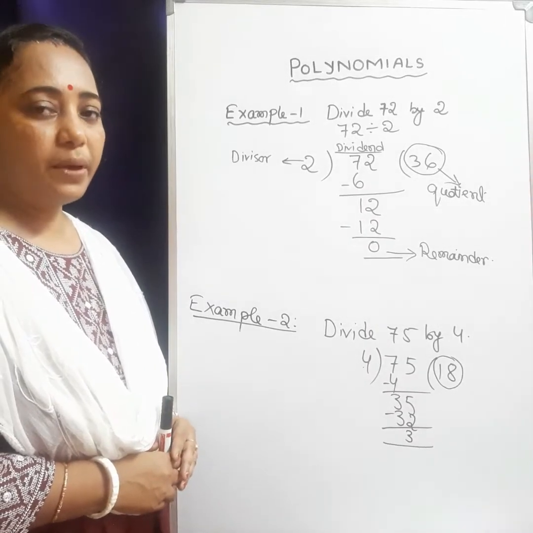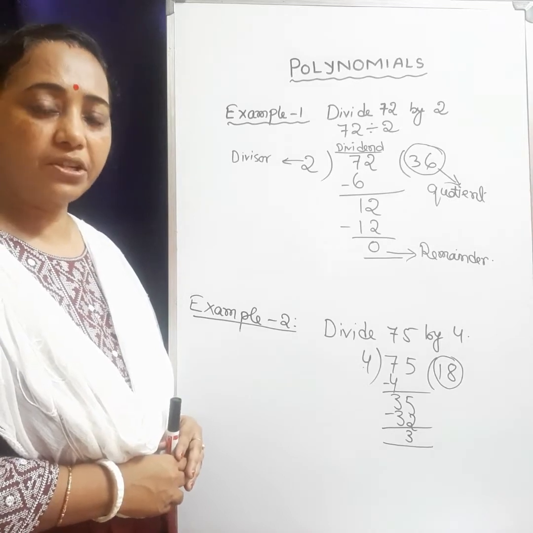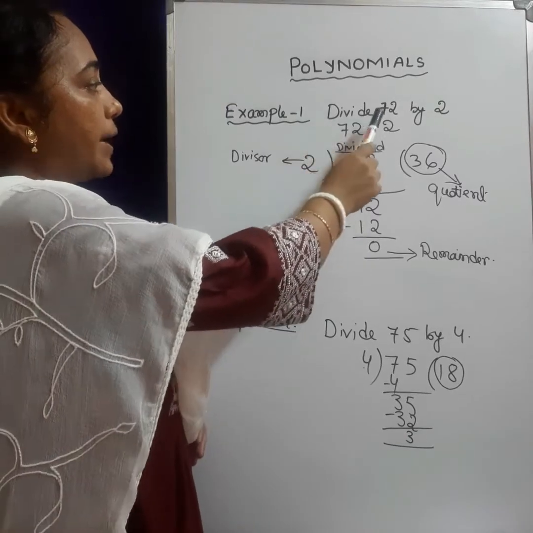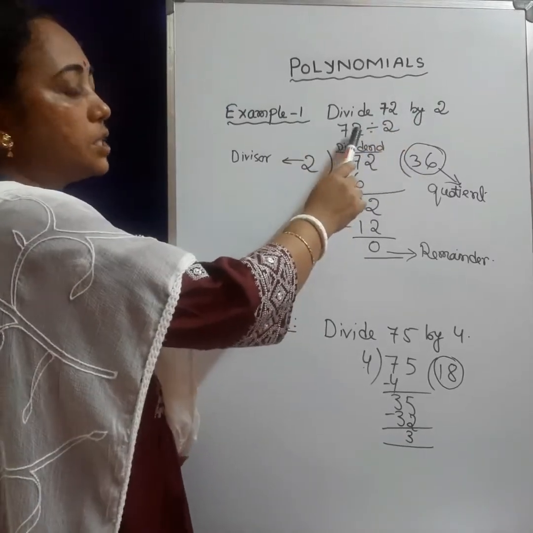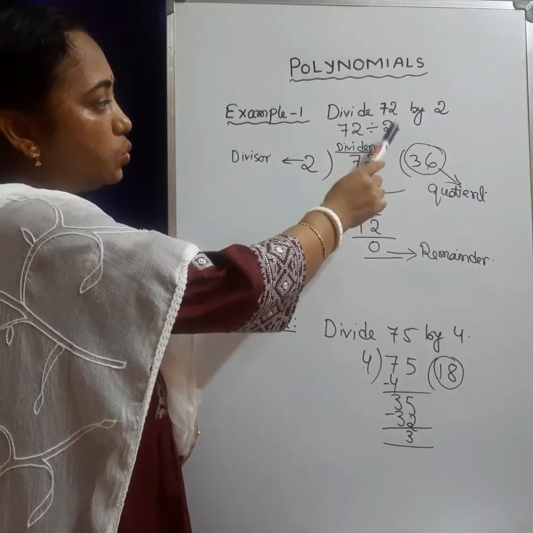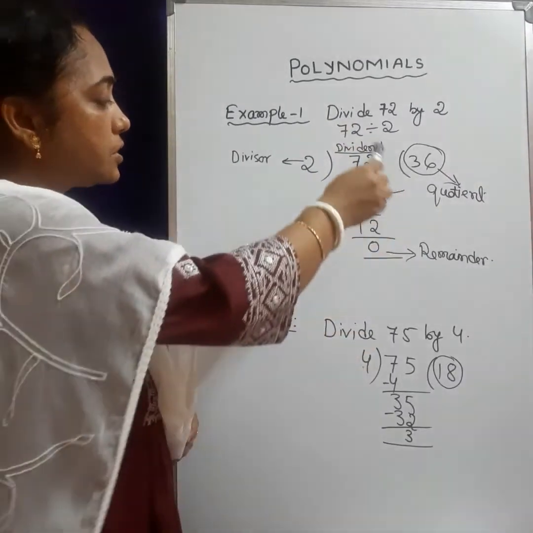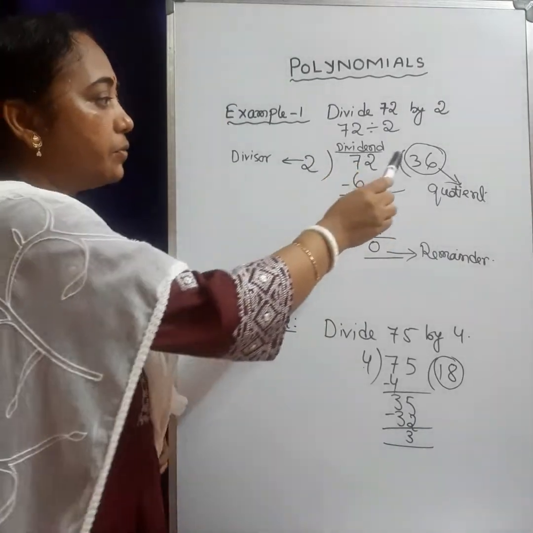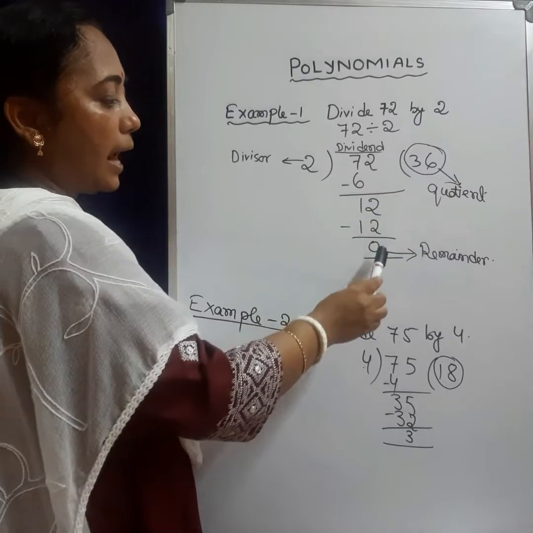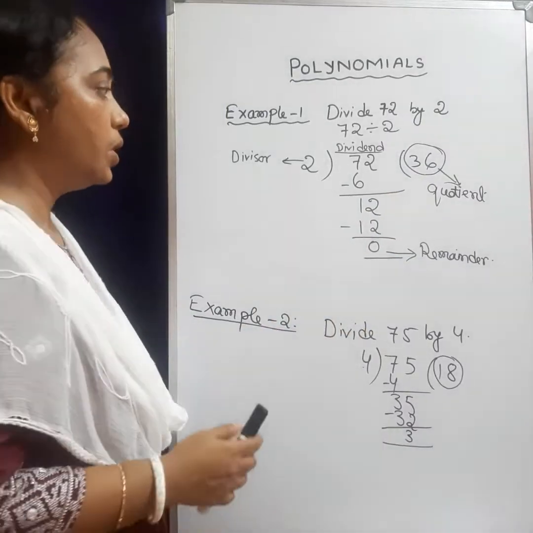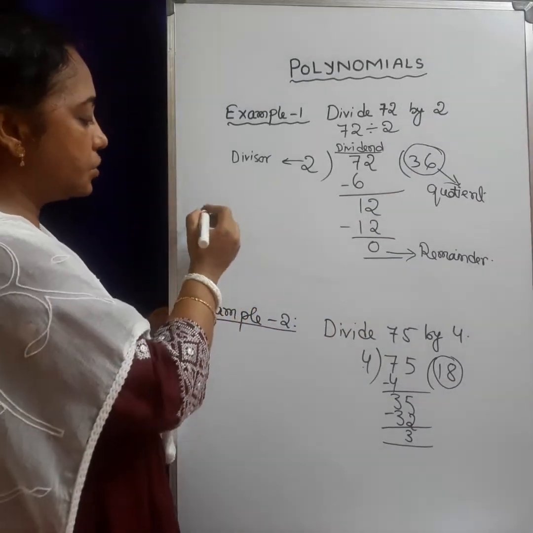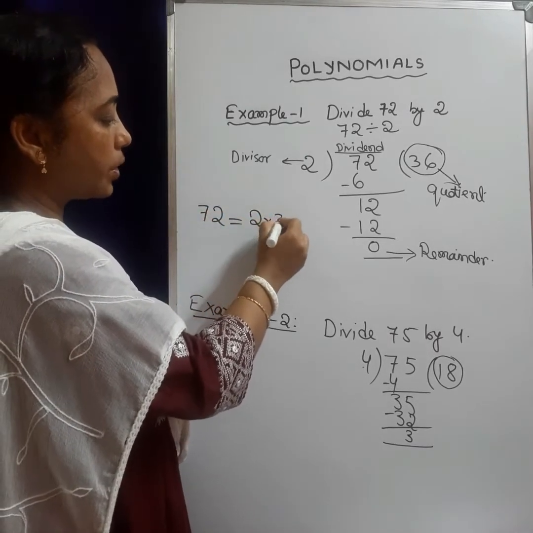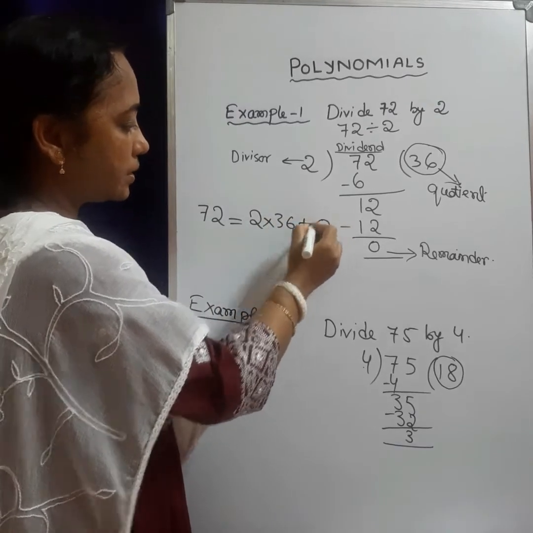Now, let us see some examples when we divide a natural number by another natural number. Let us see the first example. Divide 72 by 2. Here 72 we call it as the dividend and 2 as the divisor. The division is already shown here. So when we divide 72 by 2, here we get the quotient as 36 and the remainder is coming here 0. So in this case, we can express the dividend, that is 72, as the product of divisor and the quotient plus remainder, that is 0.